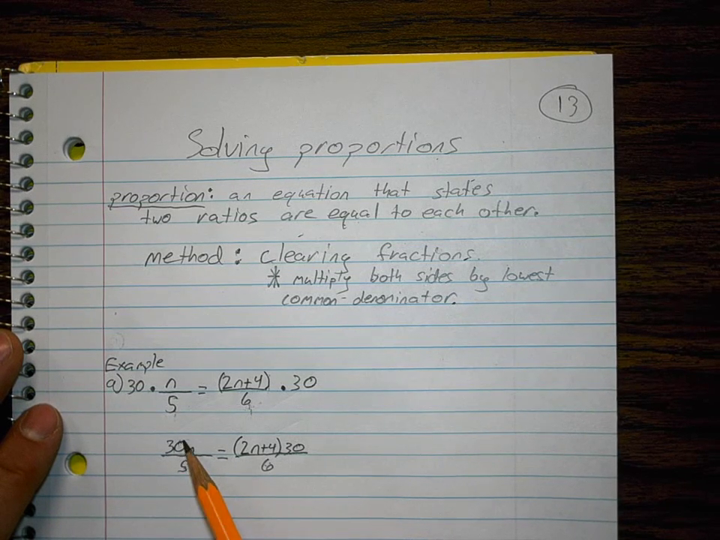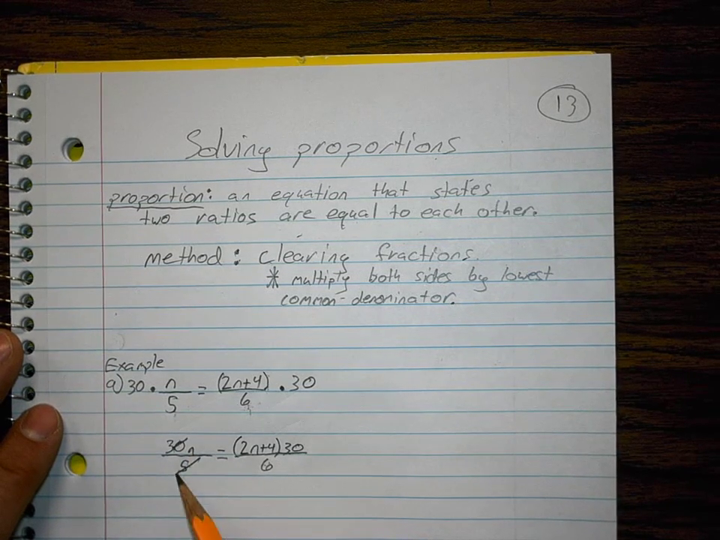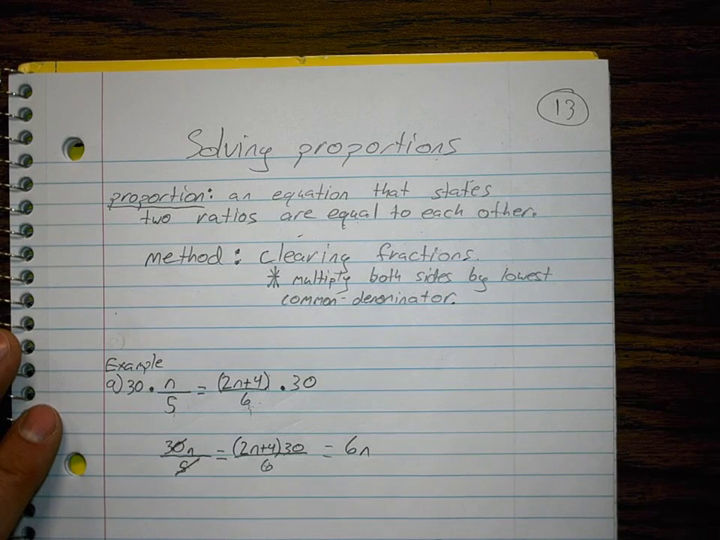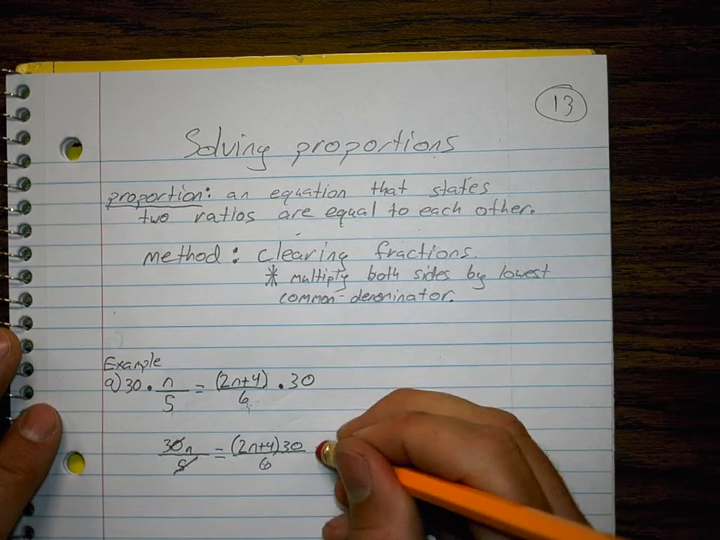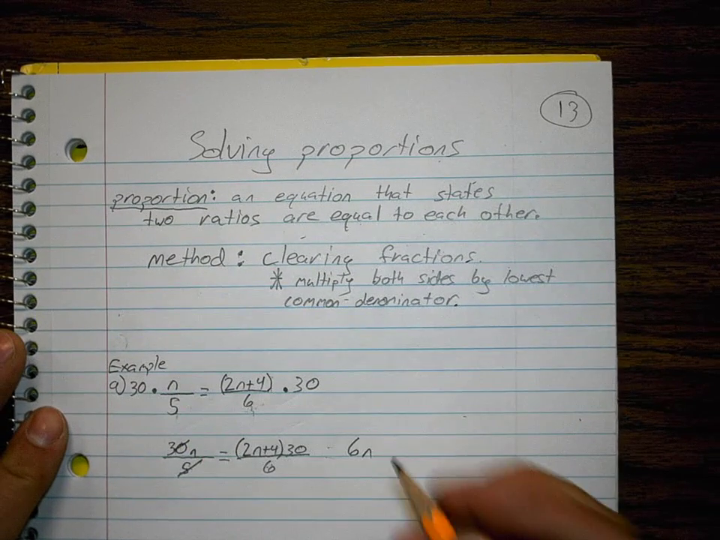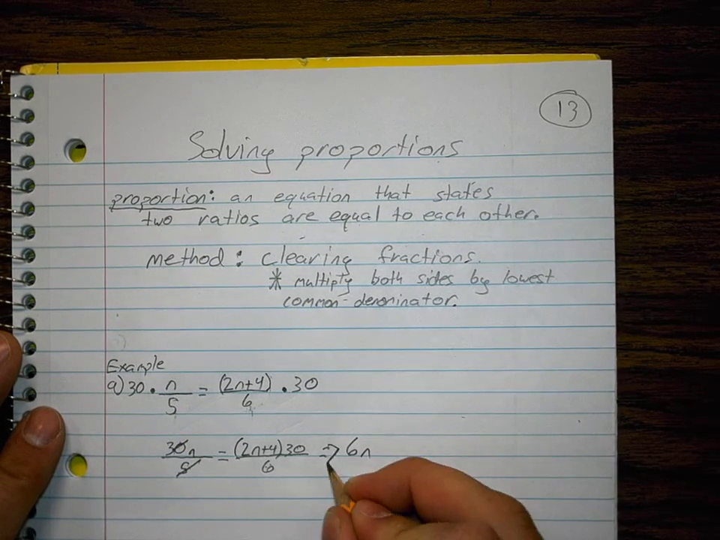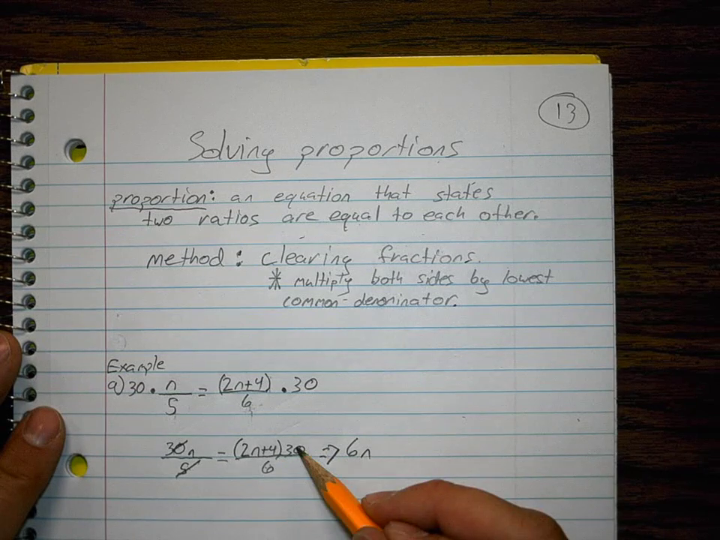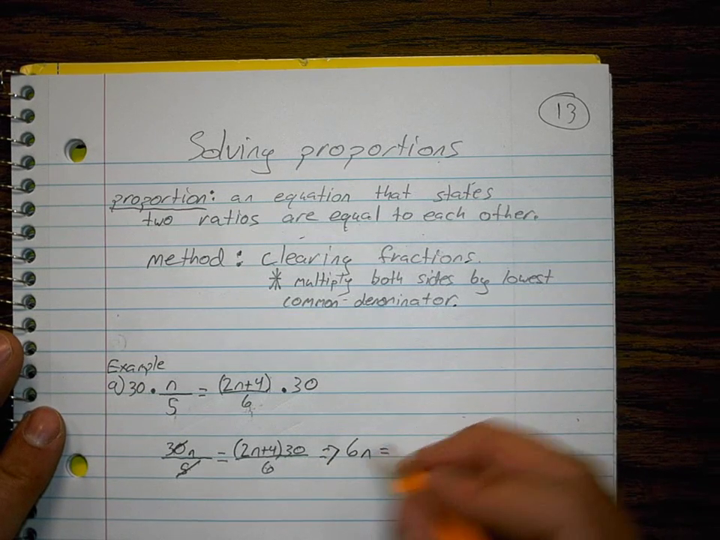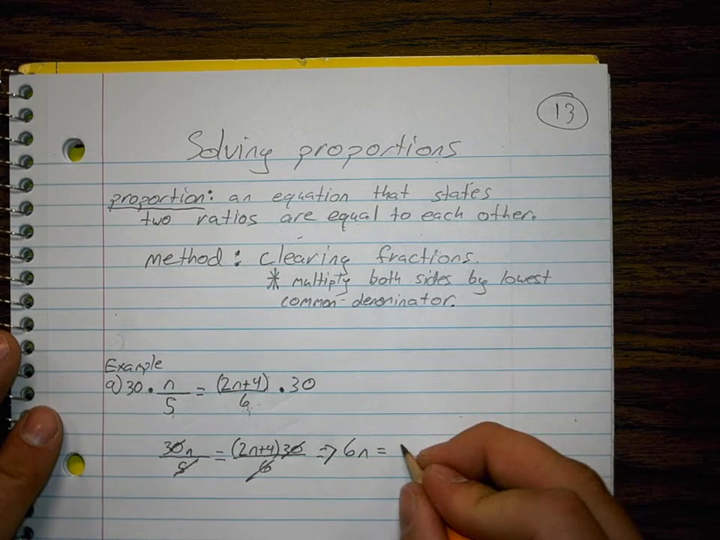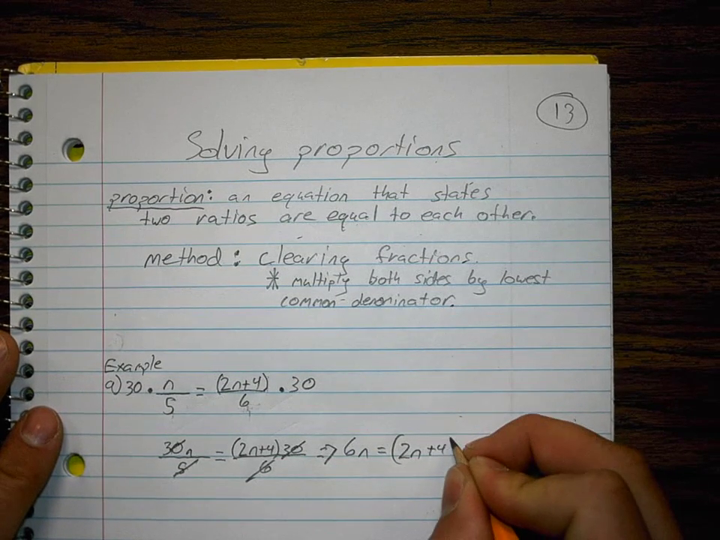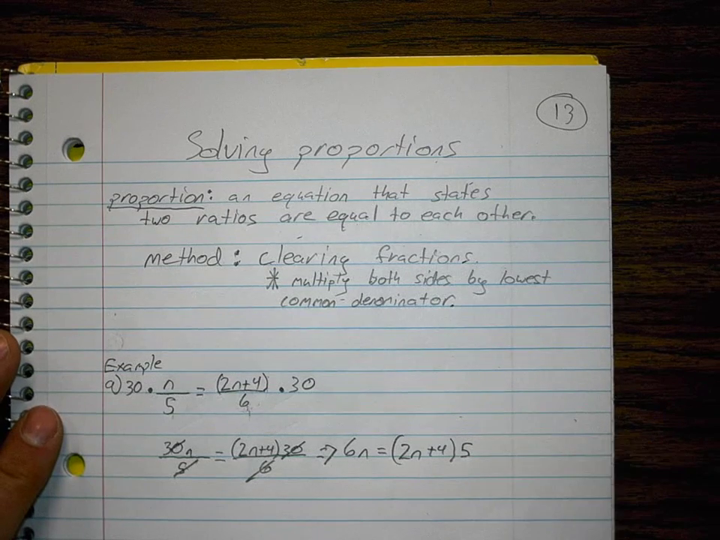This can be reduced to clear out my fraction. 30 divided by 5 is 6, so I get 6n. I shouldn't write equals. 30 divided by 6 is 5. So my fraction is cleared. I still have parentheses.